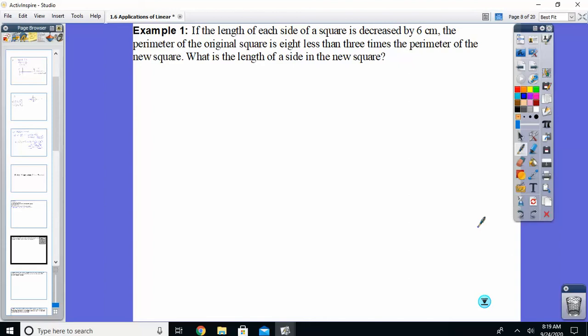So if I just read that, that makes perfect sense to everybody, right? You guys know exactly what to do. No, you can't just read the whole problem and know what's going on. You have to break it down, go step by step. First thing, the length of each side of a square. I'm going to stop right there. I'm talking about a square. What could I do? Draw a square. Let's start there.